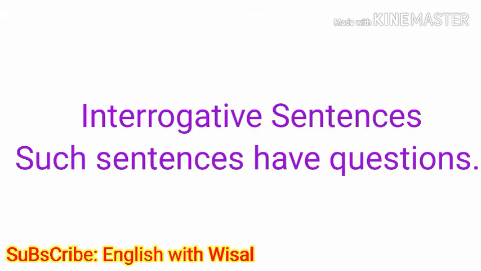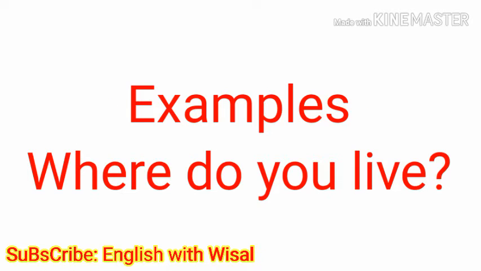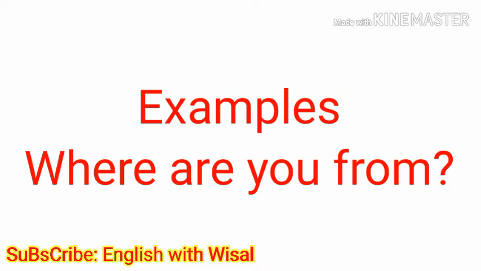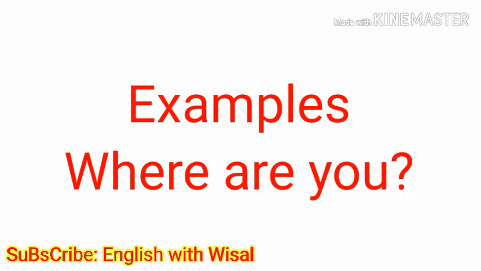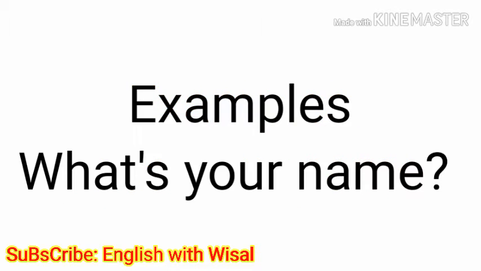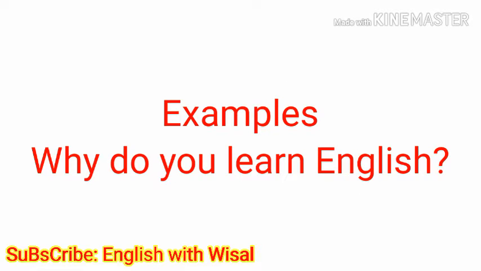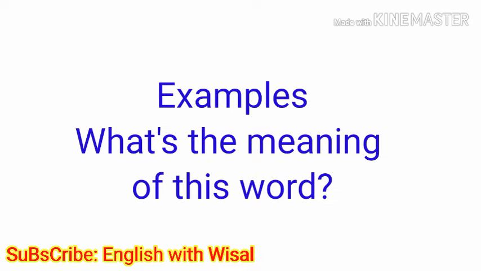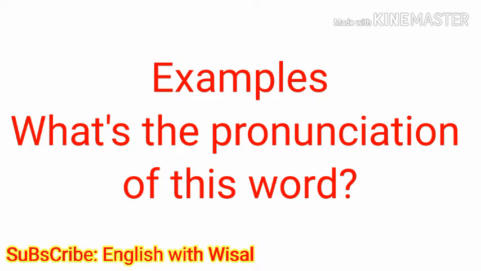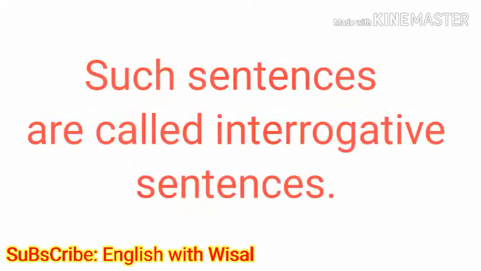The second one is interrogative sentences. An interrogative sentence is a sentence in which there is a question. We ask questions in the interrogative sentences. For example, I say that where do you live? What do you do? Where are you from? How are you? Where are you? What's your name? Why do you learn English? What's the meaning of this word? What's the pronunciation of this word? Such sentences are called interrogative sentences.